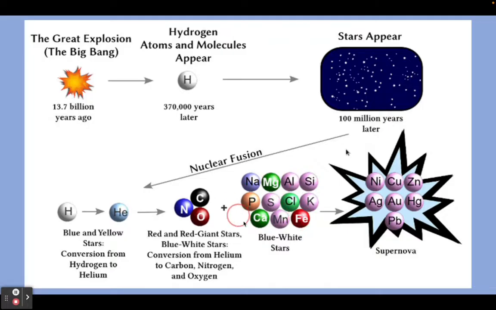Plus, in the blue white stars, you also get these other elements forming. So these larger elements, carbon, nitrogen, oxygen, can combine together through fusion to form these other larger elements. And then in supernovas, you get the much heavier elements forming, like lead and gold and mercury. And so this is how these various elements came to be according to the Big Bang Theory.